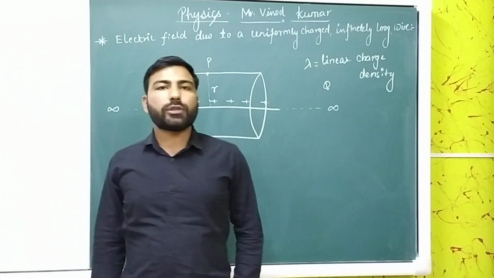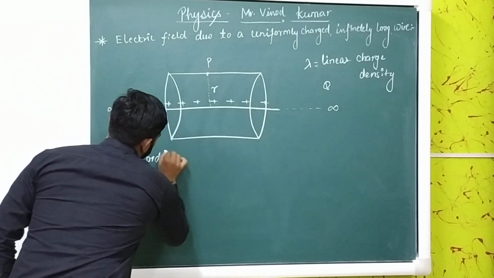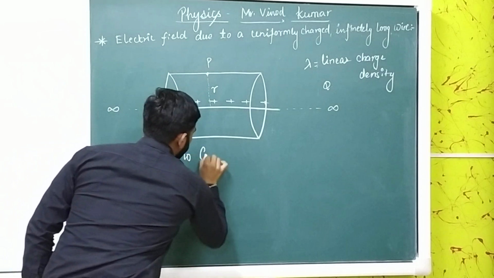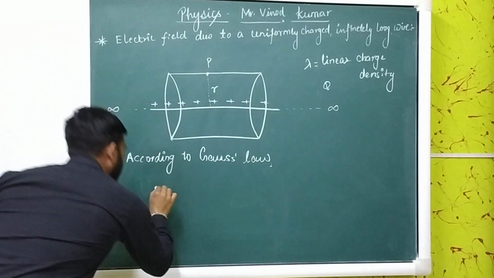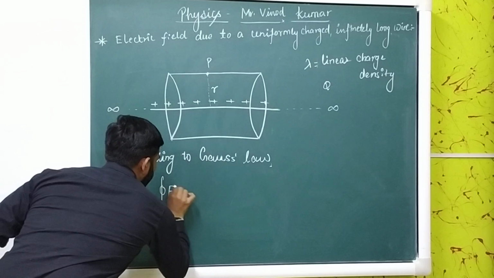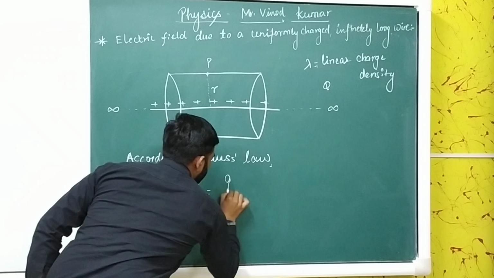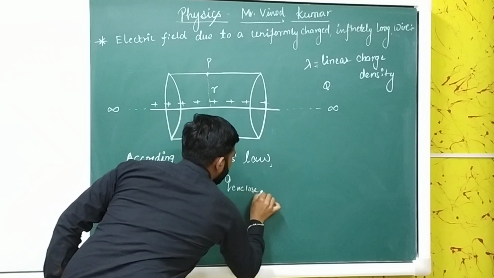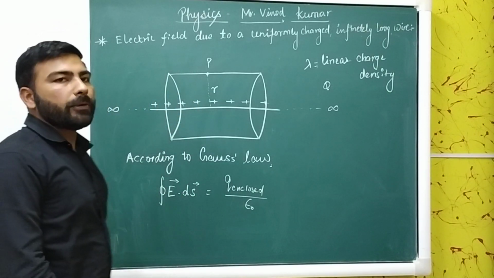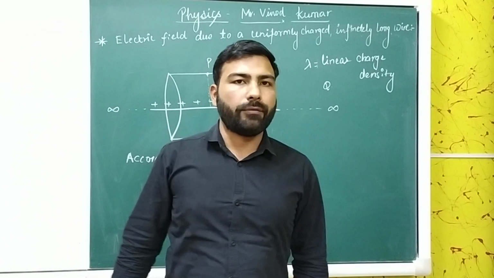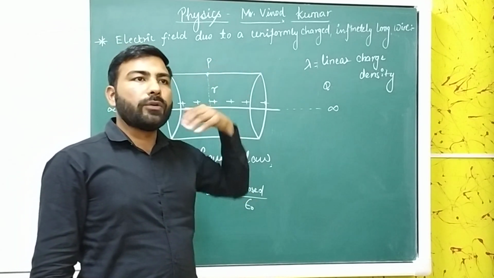According to Gauss law, the closed integral of E vector dot ds vector equals Q enclosed divided by epsilon naught. Here we are taking epsilon naught because we are assuming the case of vacuum, and Q enclosed is the charge enclosed in the closed Gaussian surface.